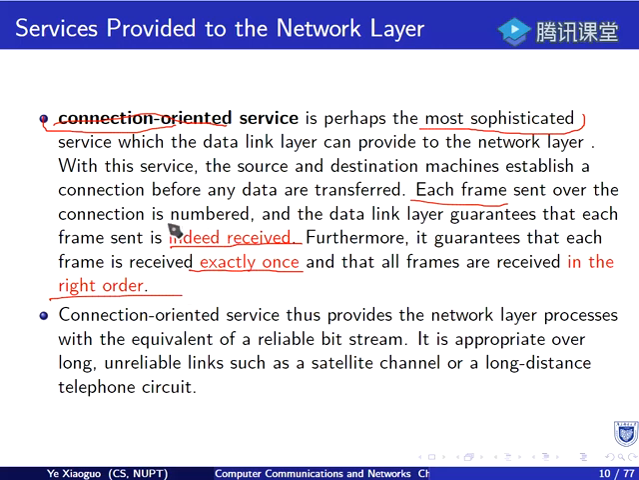Then the method to ensure the reliable delivery is numbering. It depends on the mechanisms of numbering. Connection-oriented service thus provides the network layer processes with the equivalent of a reliable bit stream.